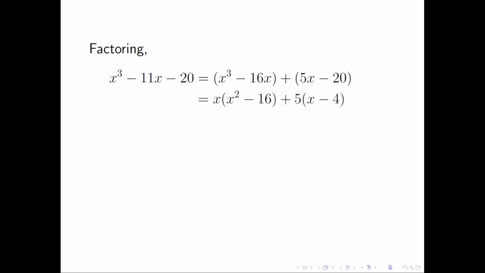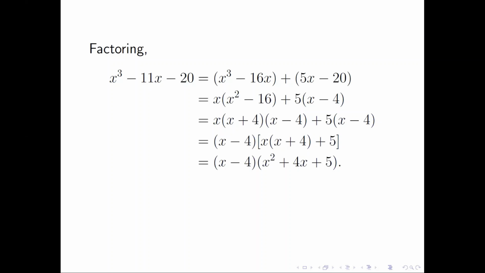From the first group, factor out x. From the second group, factor out 5. And then for the factored form, we have x times x plus 4 times x minus 4, plus 5 times x minus 4. Then both groups contain x minus 4 as desired. We factor that out, clean up, and end up with x minus 4 times a quadratic polynomial.